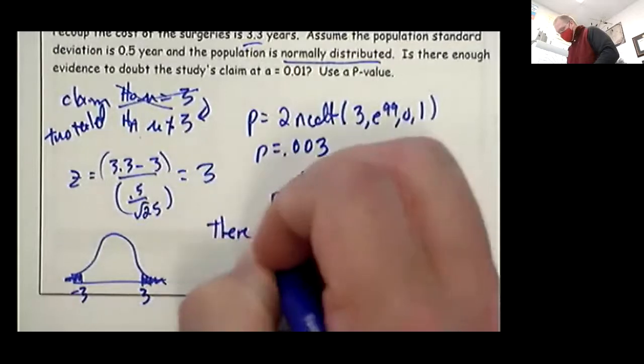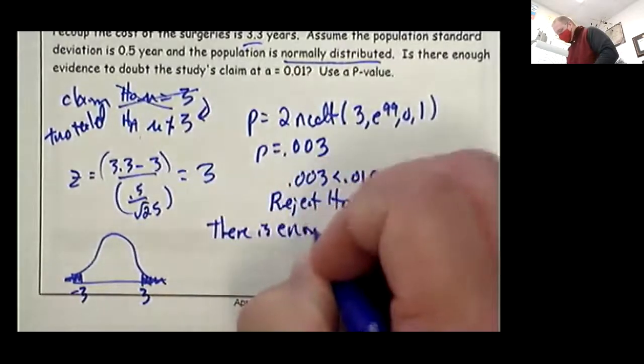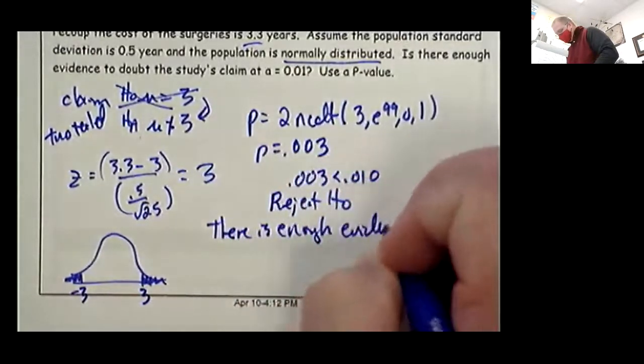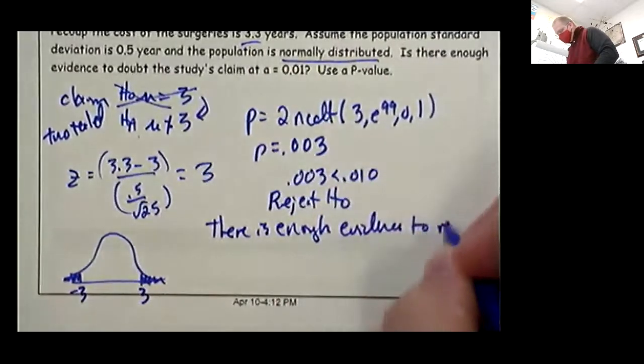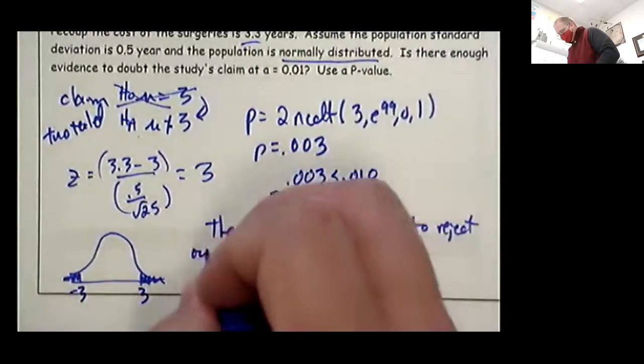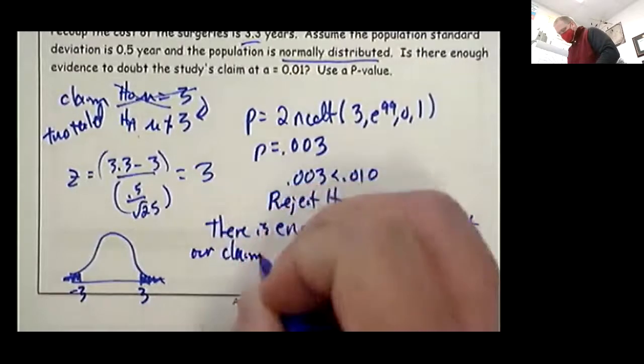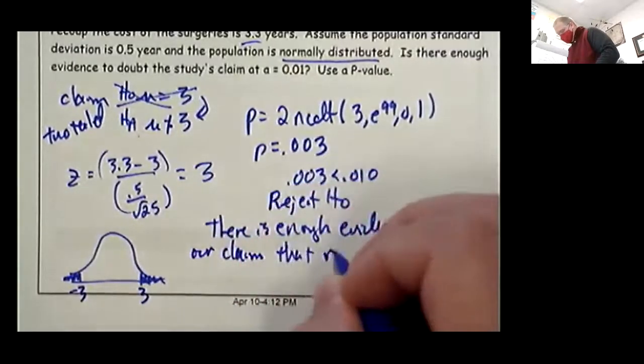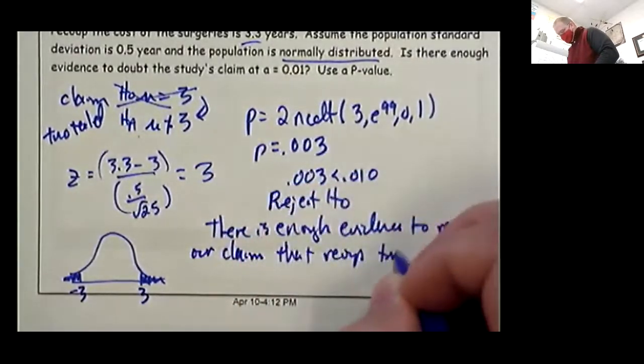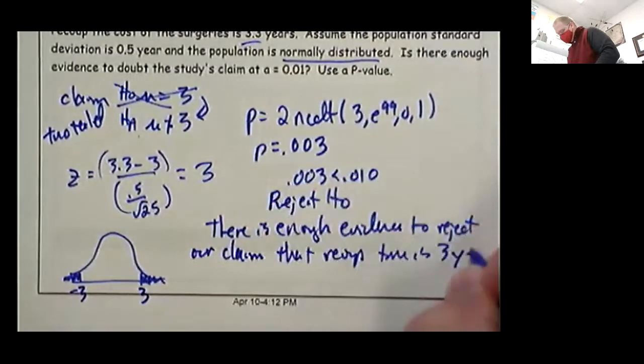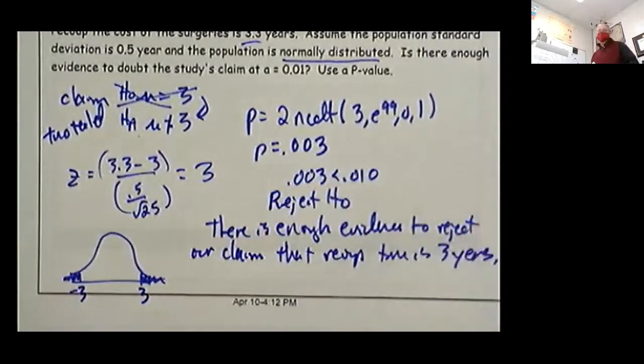So there is enough evidence to reject our claim that the recoup time is 3 years. And so we showed that claim is not accurate based on our information.